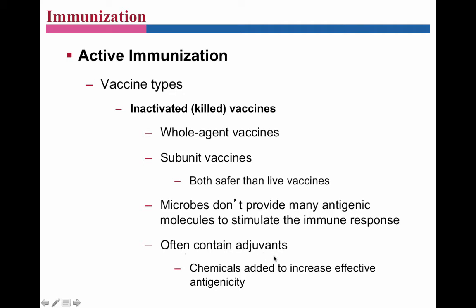And so what we usually have to do in these weakened vaccines is add something called an adjuvant. We have to add a chemical or a protein or a molecule that we know the body will react to. We add it in addition to the killed agent or to the subunit. And that actually increases the immune response, but these adjuvants can cause allergic reactions.